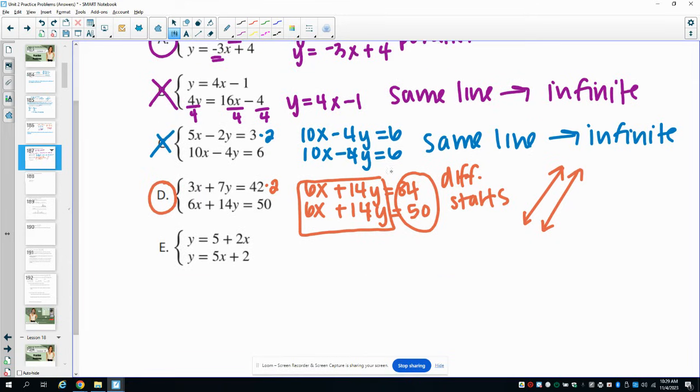You can also think of it as if you subtracted these, you'd get 0 over here because 6 minus 6 is 0, 14 minus 14 is 0. And then when you subtract here, you get 34, which is a false statement. So that's going to mean no solution. And then E, these ones have different slopes and different starting points. So these ones are going to cross. So this one has one solution, and we're looking for no solution.